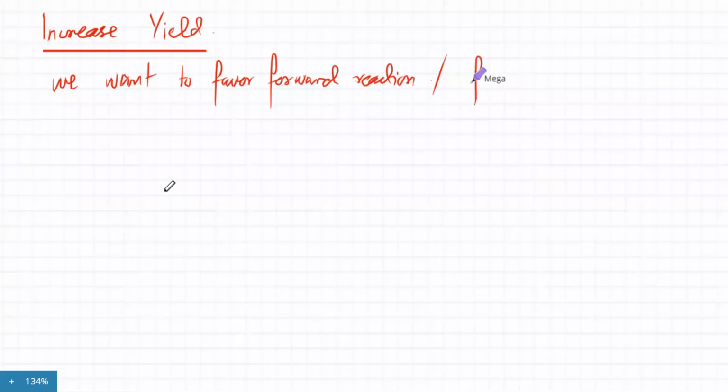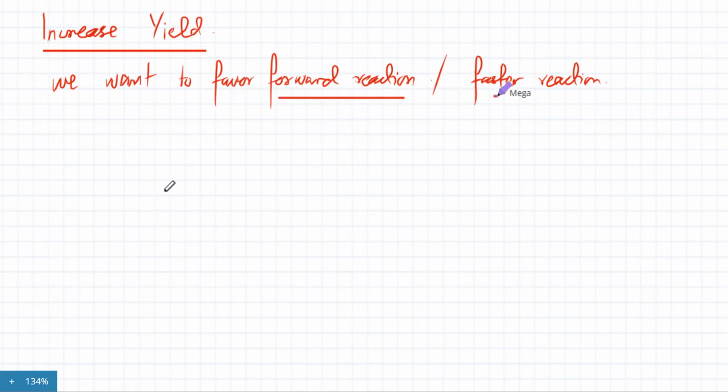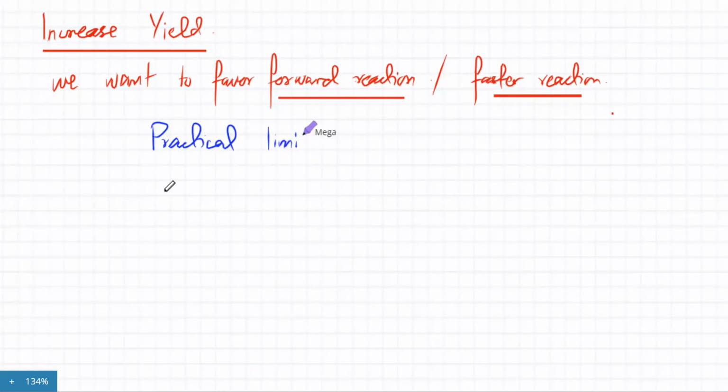In any reaction, we want the products to be formed. So we want more forward reaction. And we also want a faster reaction. There are two things that we want. Now, a few things that you should understand is that there would be some practical limitations. And they're going to talk about those practical limitations a lot.